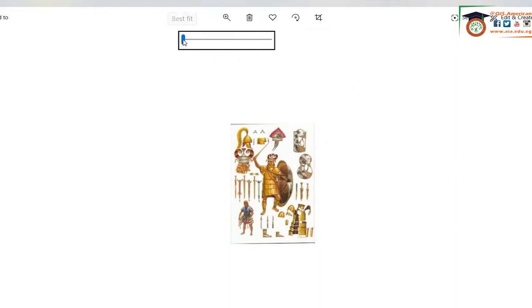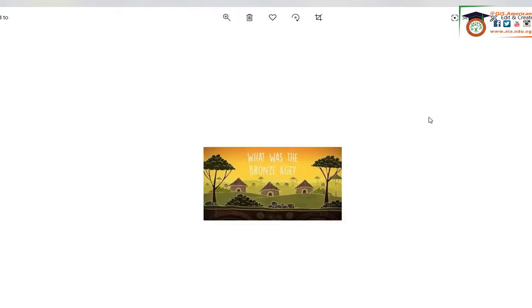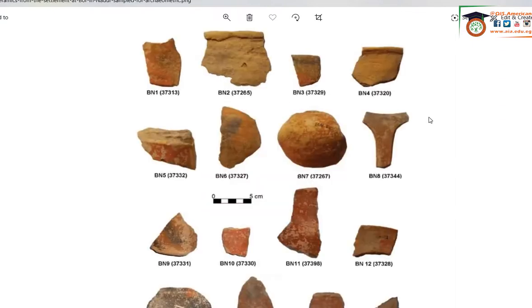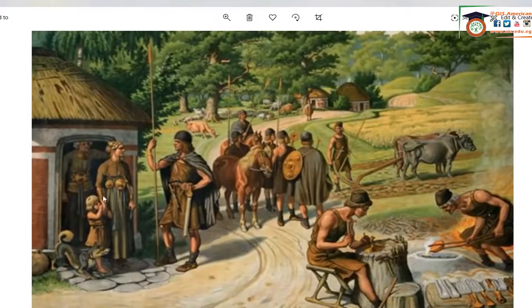Here, show you more pictures. I'm sorry, the problem is you cannot just zoom it in. Some of the tools, some of the fossils here as well. The life with the bronze in the Bronze Age. As you see, people here, the artisans here are making tools by the bronze.